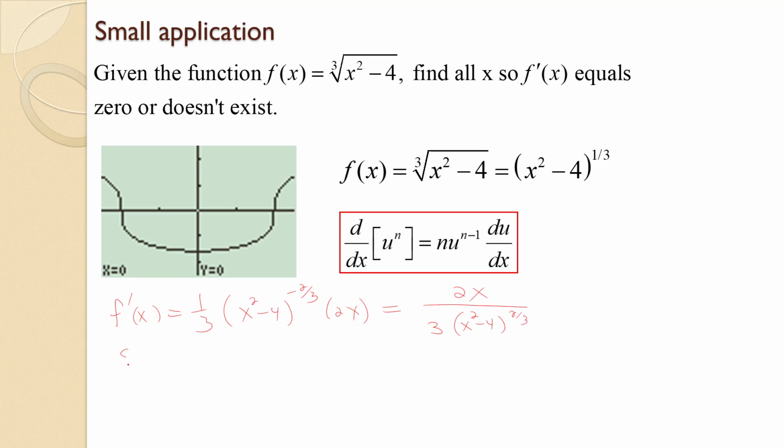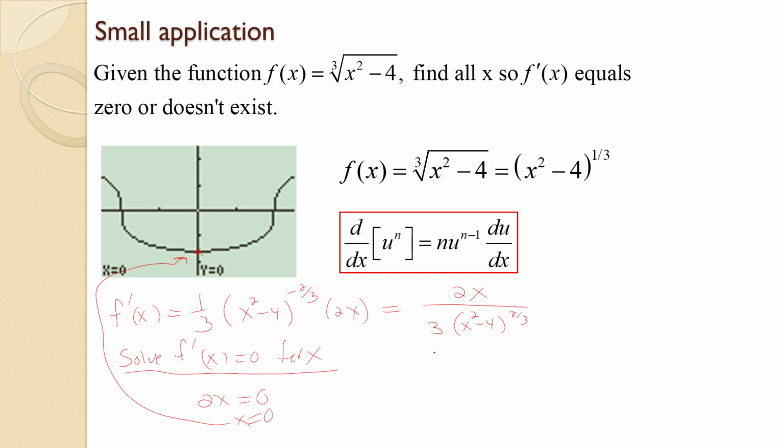So if you want to solve, when is this derivative 0 for x? Well, the only way that could happen is if the numerator is 0. So then 2x has got to equal 0. That gives x is 0, which was, as I said, right there. That's the point where x is 0.